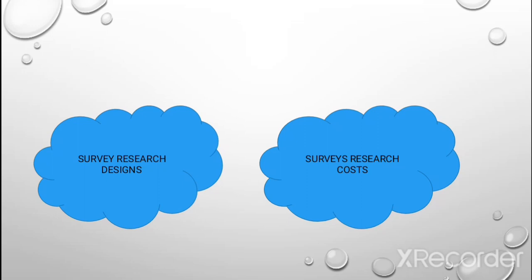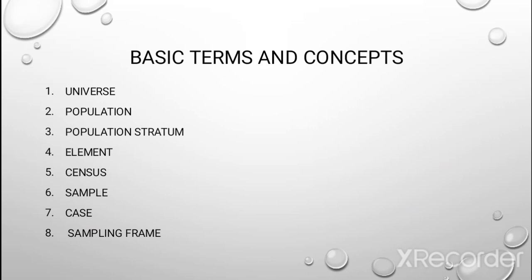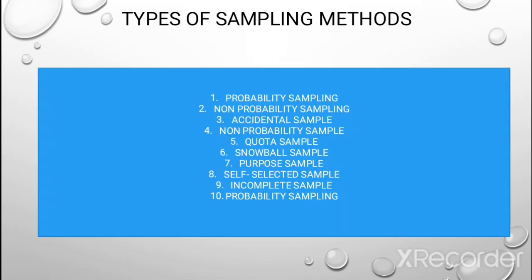Sampling is often one of the most crucial steps in survey research. In fact, rigorous sampling methods have been developed and used primarily within the context of survey research. Basic terms and concepts: universe, population, stratum, element, census, sample, case, and sampling frame. Types of sampling methods. Probability sampling is the more scientific and useful of two methods. Non-probability sampling will be considered first.